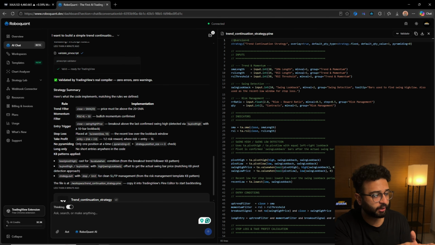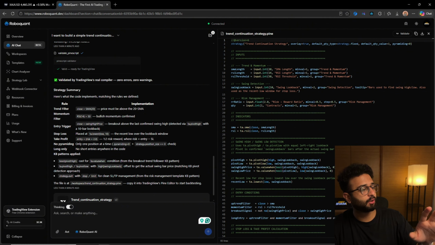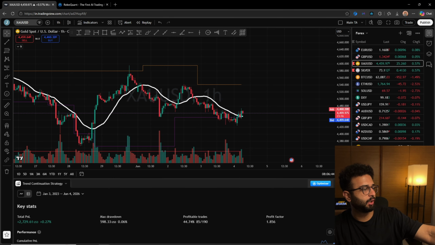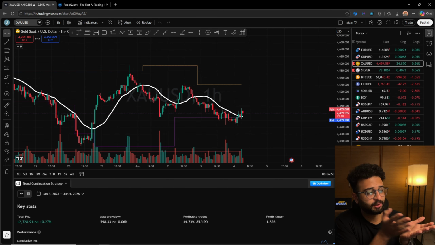So if the rules are unclear, I can ask the RoboQuant to just improve them, right? All right, now that the rules are clear and the Python script is also created, we can just hop on to TradingView and see how it worked. All right, now we can see whether the strategy worked technically or not. Right now, sometimes the code may need small fixes.